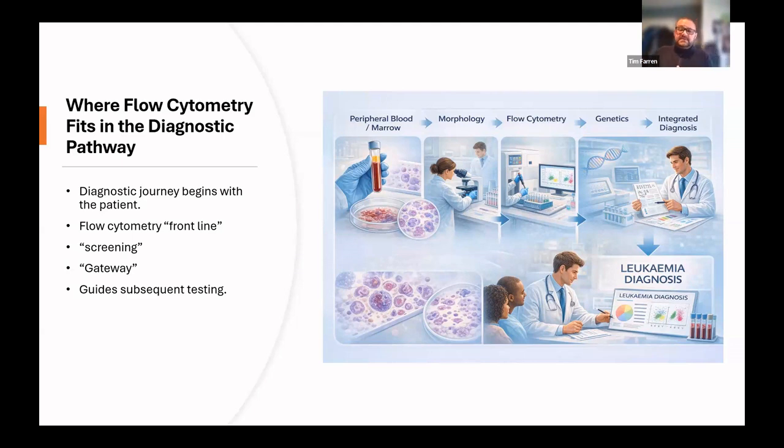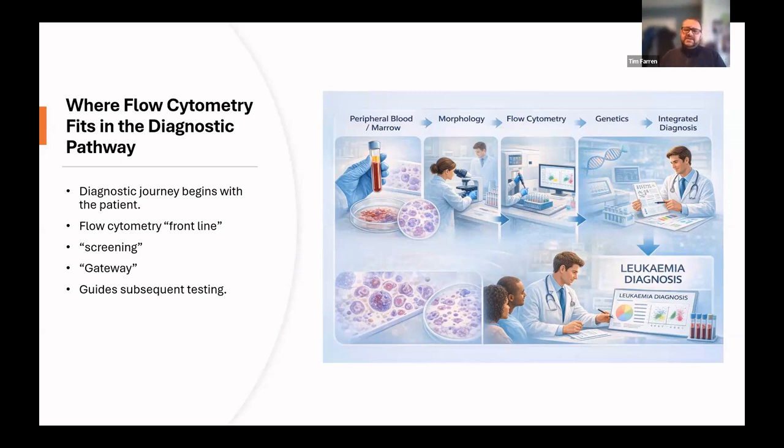In that first assessment, we might look down a microscope and look at the morphology, and that may suggest the presence of blasts or abnormal populations, such as maybe a mature lymphocyte expansion. And then flow cytometry plays a critical role at this point in the pathway because it provides rapid characterization of those cells, allowing us to determine lineage, identify abnormal antigen expression, and to begin to classify the disease.